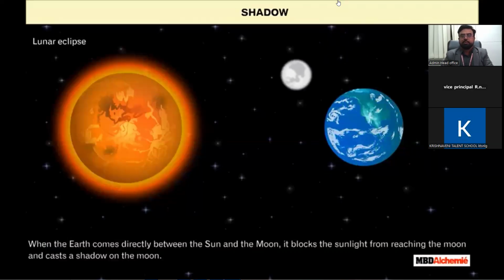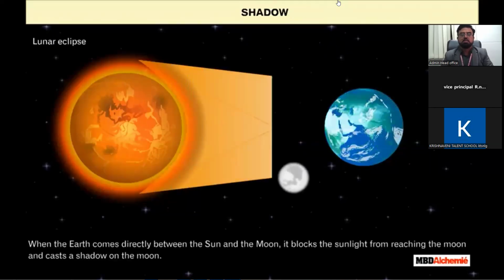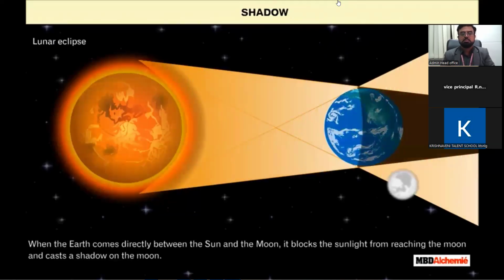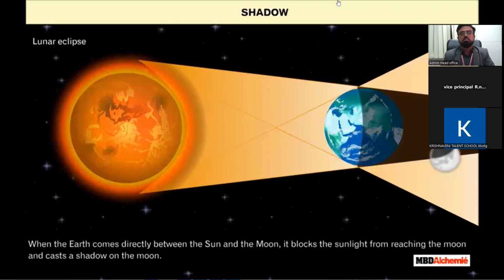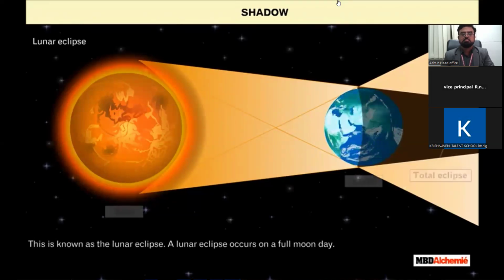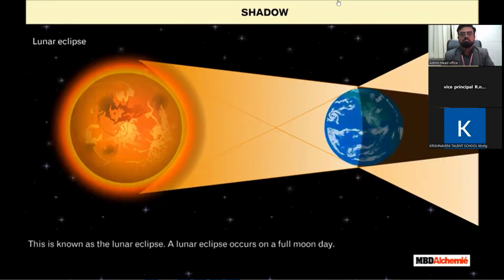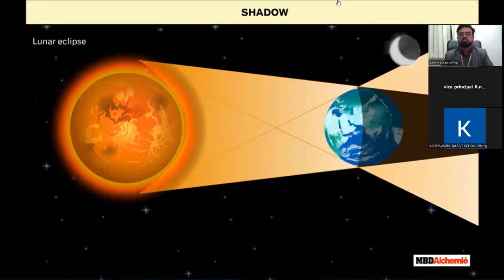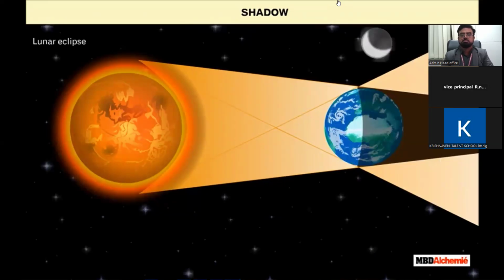When the earth comes directly between the sun and the moon, it blocks the sunlight from reaching the moon and casts a shadow on the moon. This is known as the lunar eclipse. A lunar eclipse occurs on a full moon day. Let us perform an activity to show how a lunar eclipse occurs.